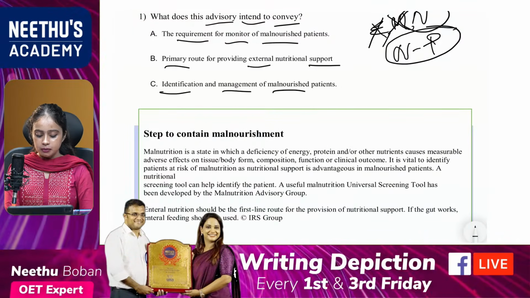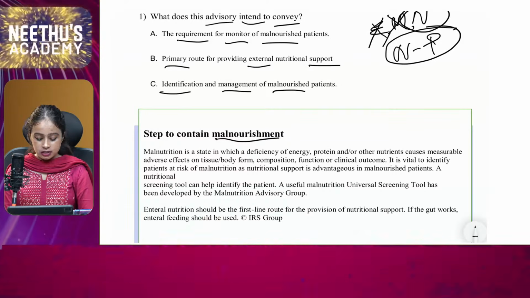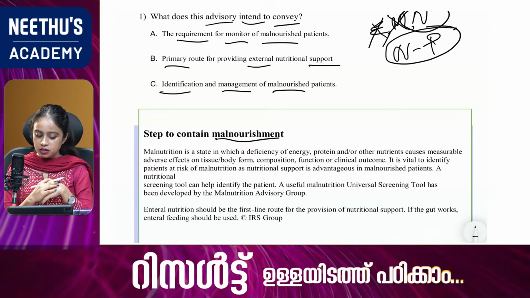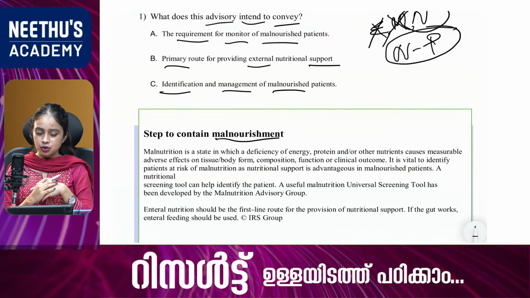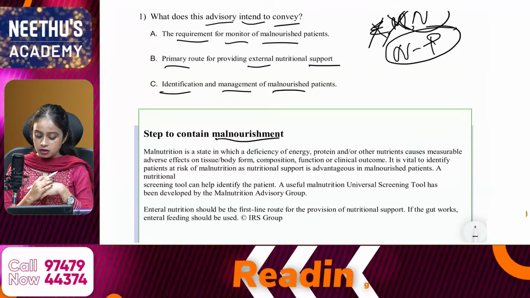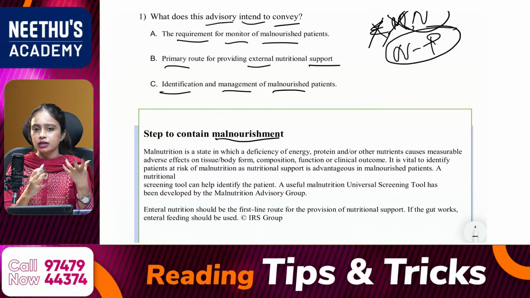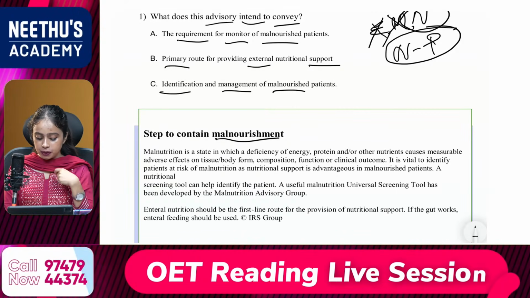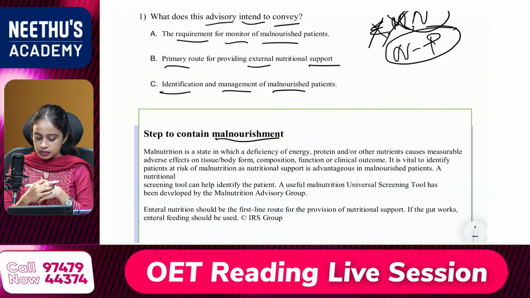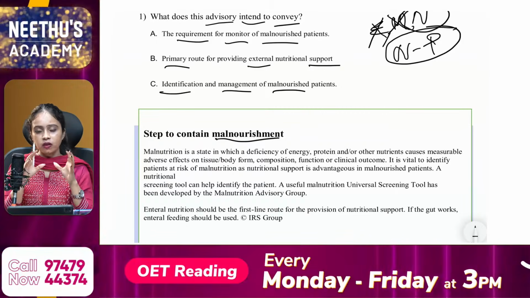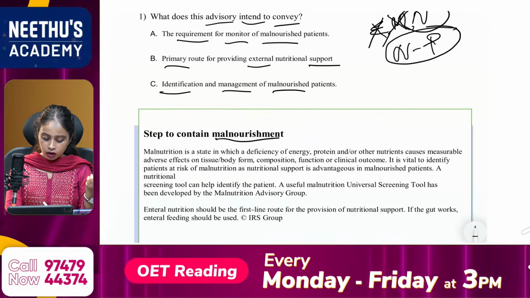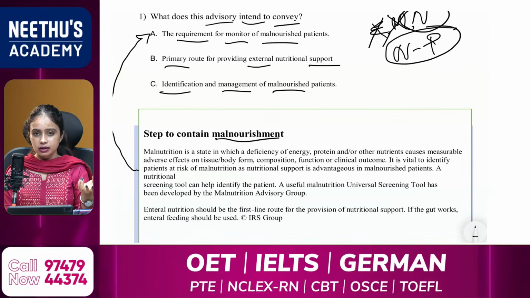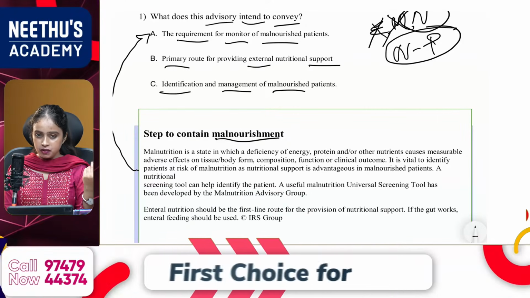Steps to contain malnourishment. Malnutrition is a state in which a deficiency of energy, protein, and/or other nutrients causes measurable adverse effects on tissue or body form, composition, function, or clinical outcome. So that is all about what is malnutrition. Then it is vital to identify patients at risk of malnutrition, as nutritional support is advantageous in malnourished patients. From that line, let's trace to option A. We are identifying, monitoring the malnourished patients. So maybe it is option A, we have no idea.